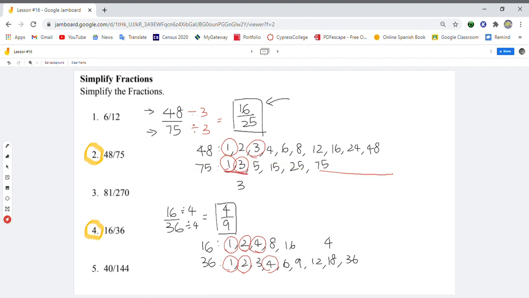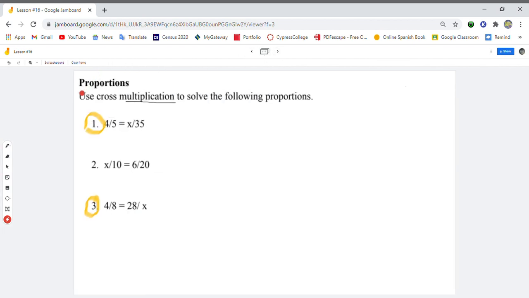It'd be listing the factors and finding the GCF of them. And you're using the GCF to divide the numerator and the denominator to find your new numerator and denominator. So for the second section is proportions, and we're going to be using cross multiplication to solve the following proportions.